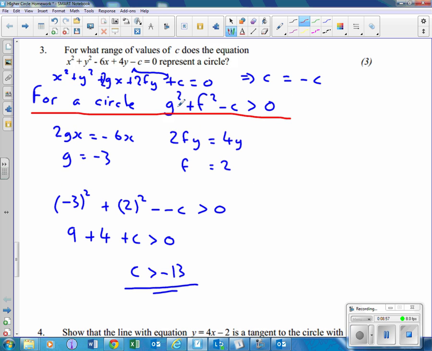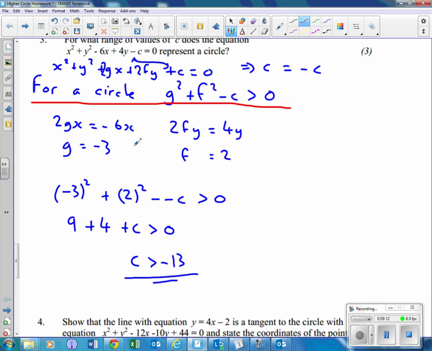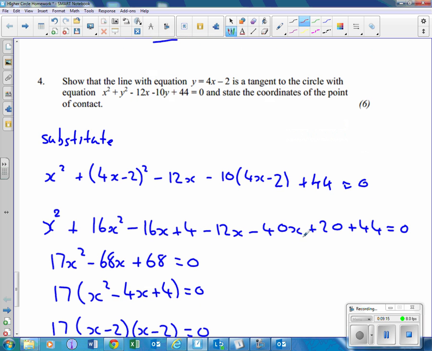So again, just reiterating that this must be greater than 0, because to find the radius, we'll square root this. Can't square root a negative number. If we square root 0, we'll get a radius of 0, which isn't a circle, it's just a point. Find g and f and c, substitute in, rearrange.